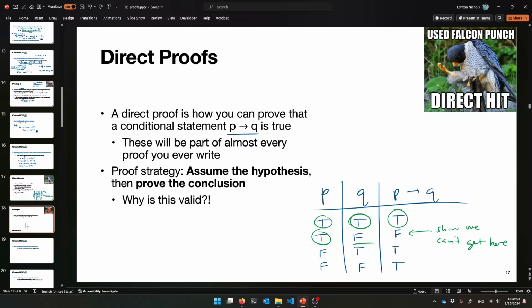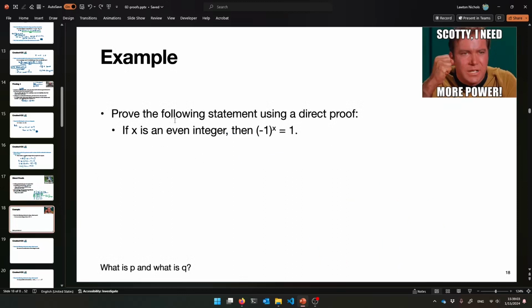All right. So here's an example of a direct proof. Let's prove this statement using a direct proof: if x is an even integer, then -1 to the x power is equal to 1. All right, let me prove that to you using a direct proof. Do you see how there's an implication? It's an if-then, and there is also a for-all. There's usually also going to be a for-all to go along with this most of the time.